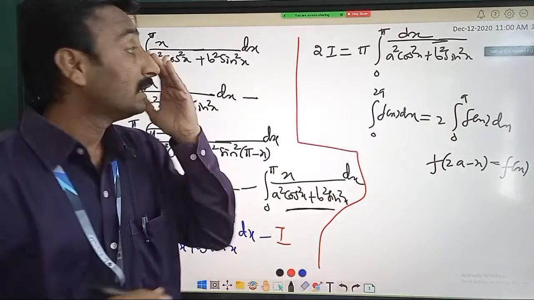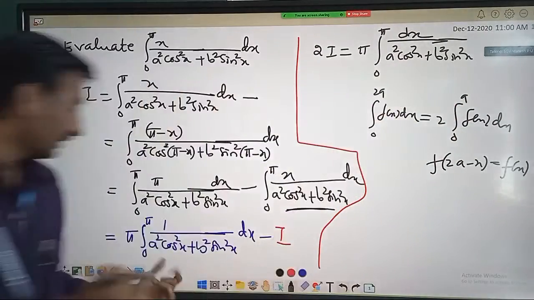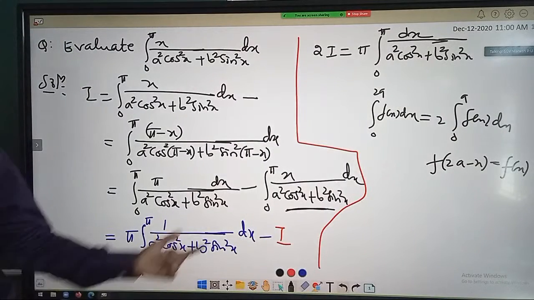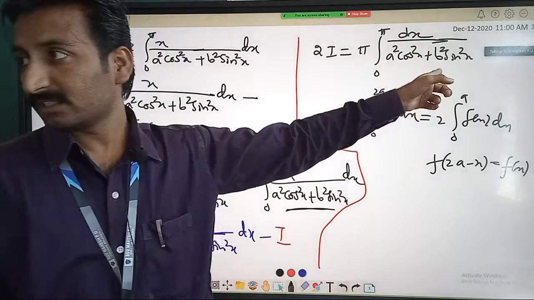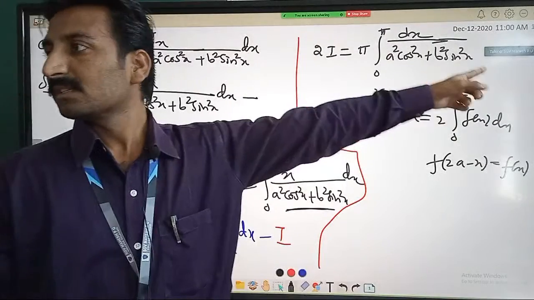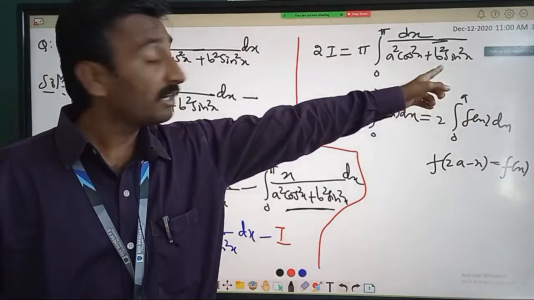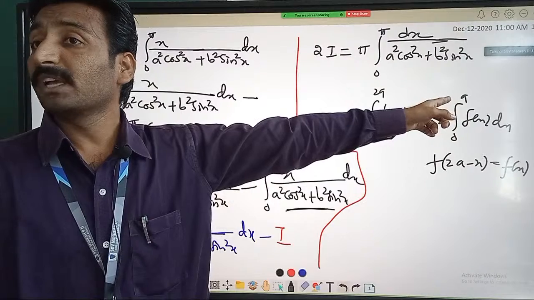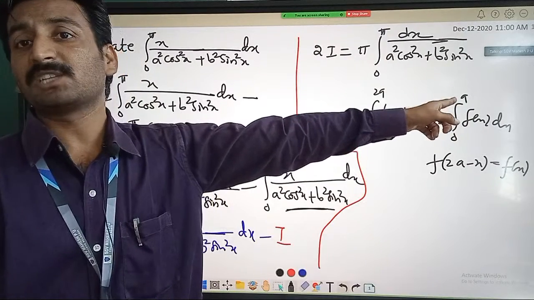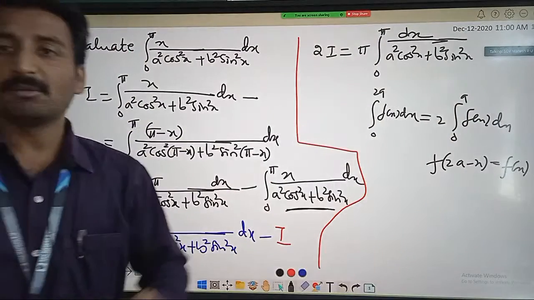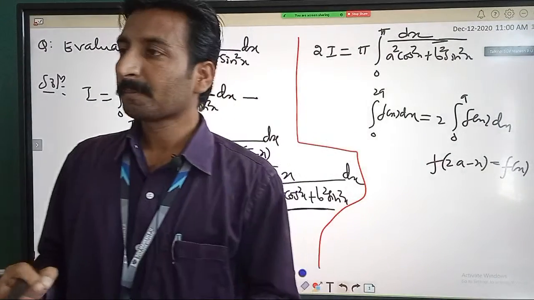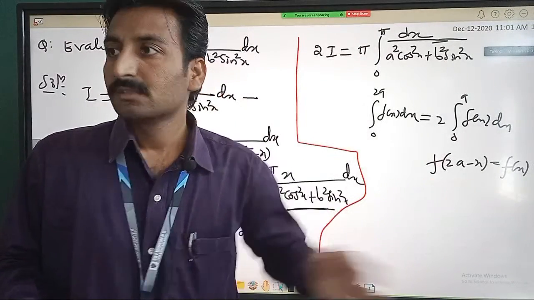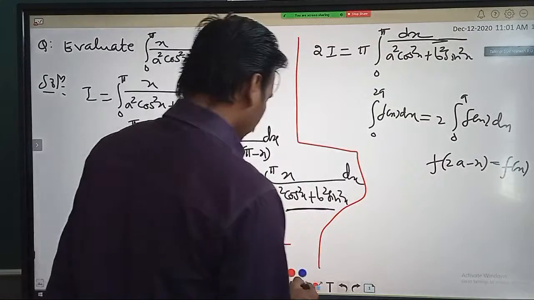Okay, now look at this. I told you again the denominator remains the same. If I put x equal to pi minus x, cos square x only you get. In sin square x, sin square of pi minus x, once again sin square x only I will get. So it means that in both the cases what I am getting is the same. Correct? So I do the small thing here.